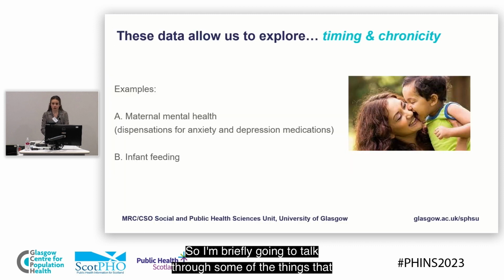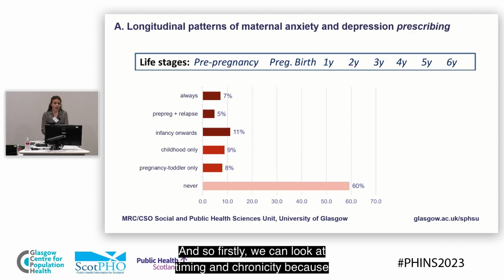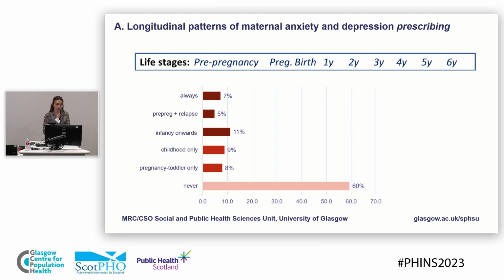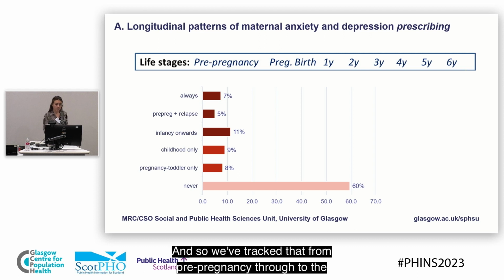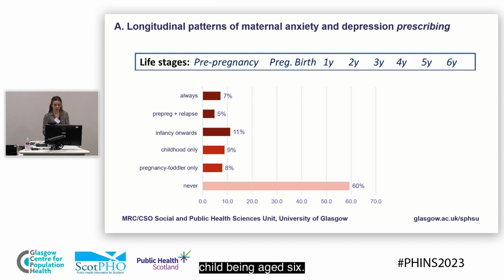So I'm briefly going to talk through some of the things that we've been doing with this data. It's a bit of a whistle-stop tour and only gives you a snapshot view of what can be done. So firstly, we can look at timing and chronicity because we're following children up over time now. So here is an example of maternal mental illness. So we've tracked that from pre-pregnancy through to the child being age 6.